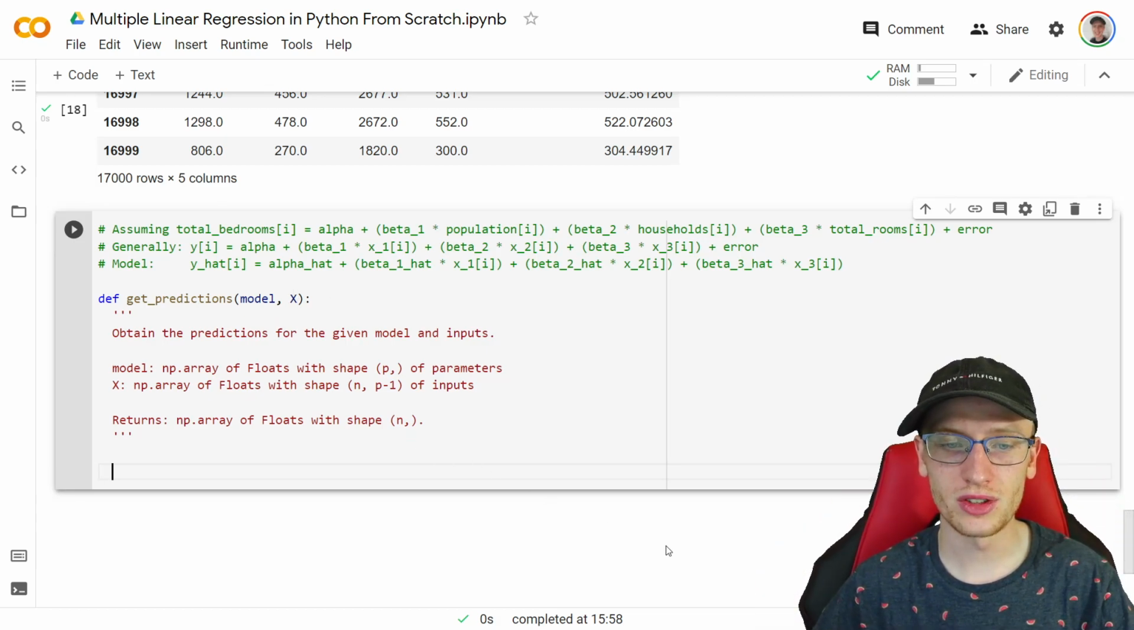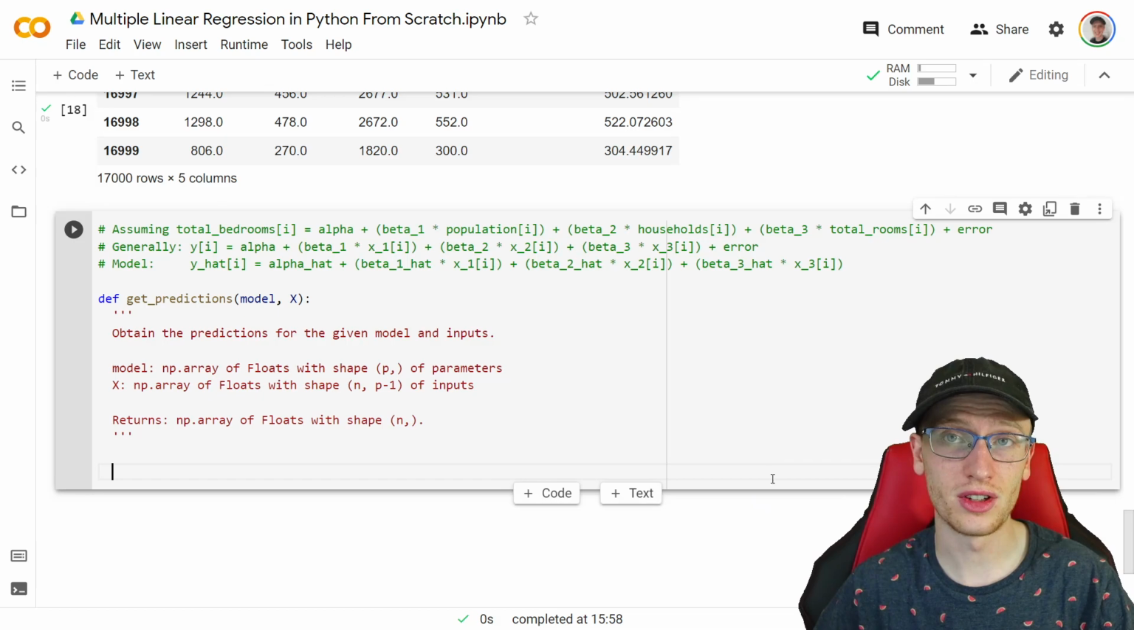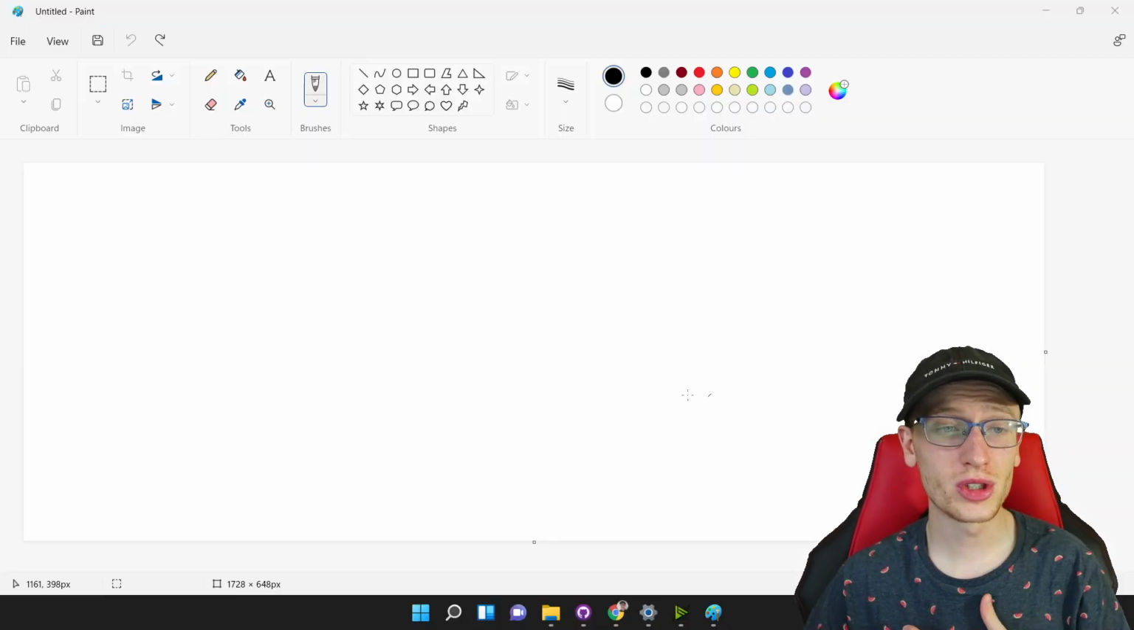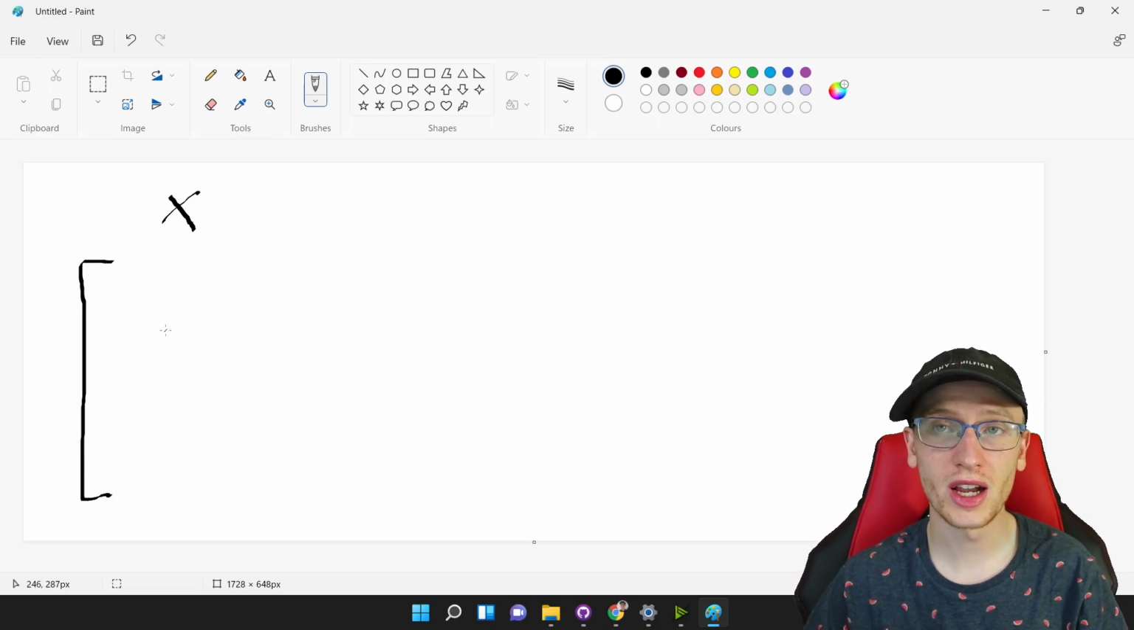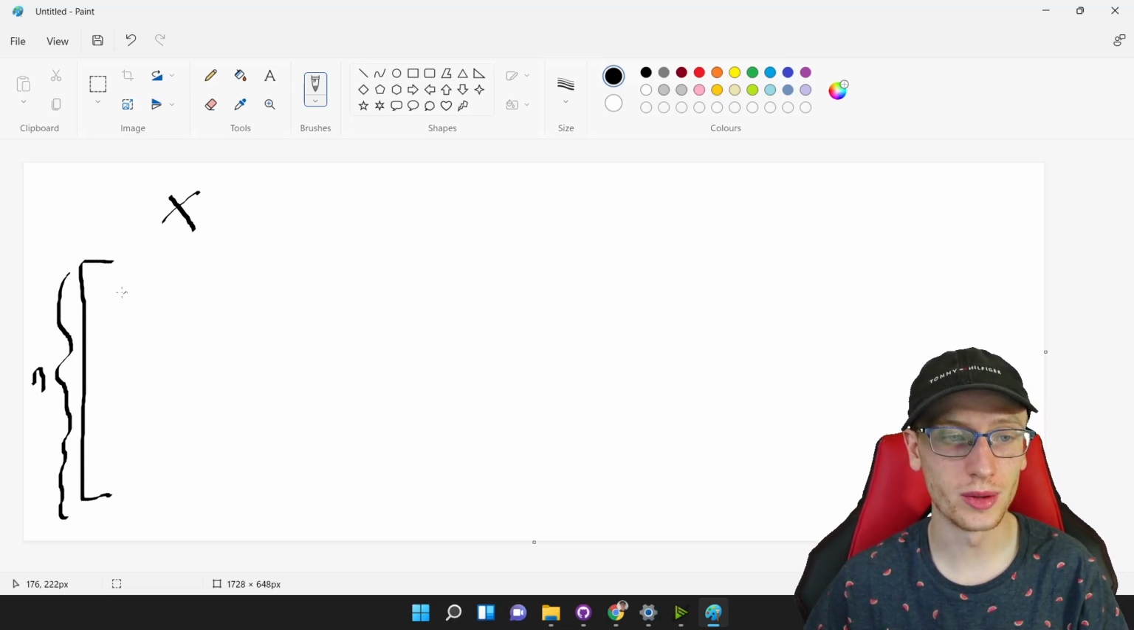So I am going to go over to Paint and draw you a picture. Okay, let me try to draw you a pretty picture here. If we have our input matrix X, how many rows do we have? We have n of them, so I'm going to say this is n. And how many columns do we have? We have P minus 1. I'm going to leave a vertical blank here at the beginning, and you'll see why shortly. So going across like this, we have P minus 1 items.